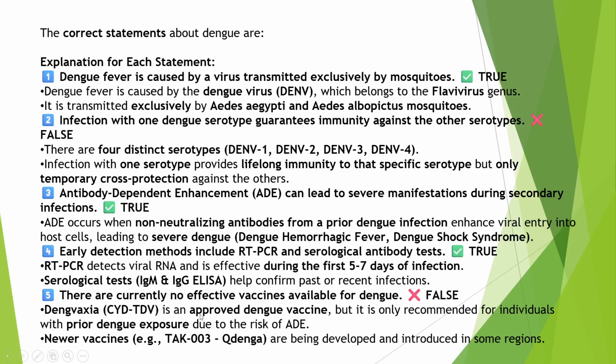Dengvaxia is an approved dengue vaccine, but it is only recommended for individuals with prior dengue exposure due to the risk of ADE. This is very interesting, because just as in the secondary infection after the first infection you have the risk of non-neutralizing antibodies, in the same way, if you are vaccinated without previous exposure to dengue at all, then it will also lead to risk of ADE because the antibodies can sometimes become non-neutralizing. Then again, it will lead to hemorrhagic fever and shock syndrome.